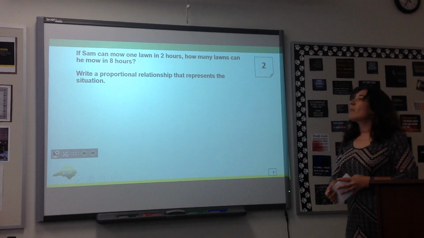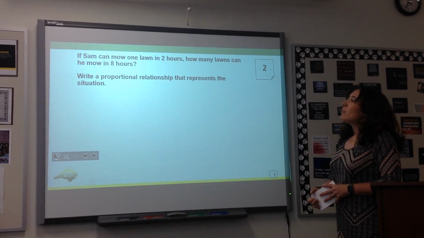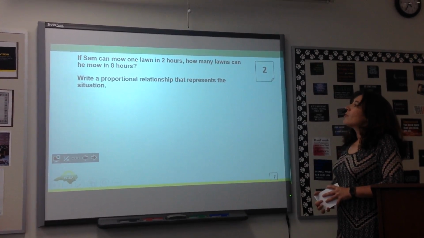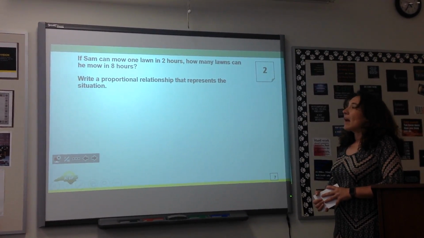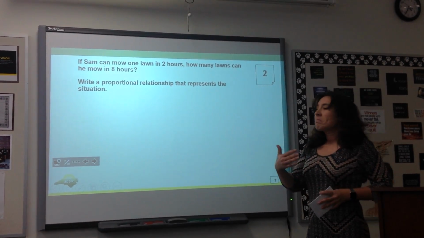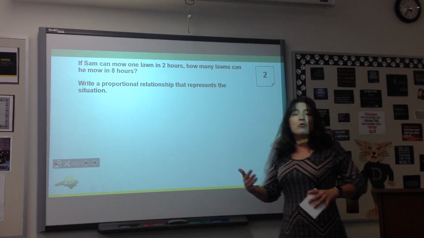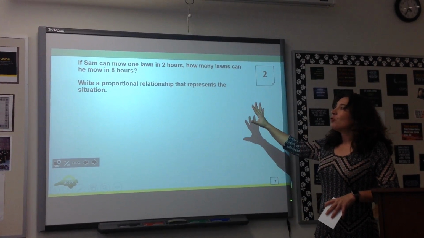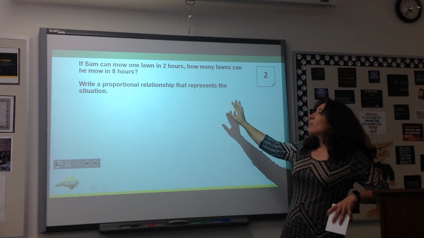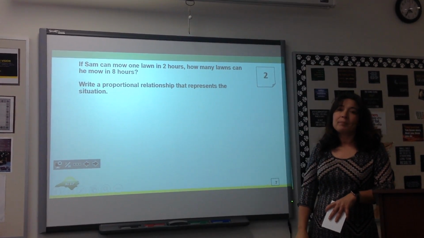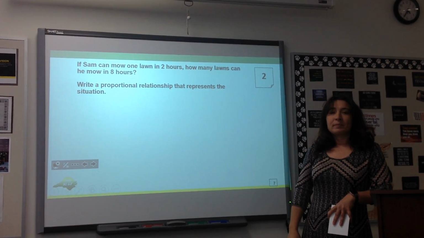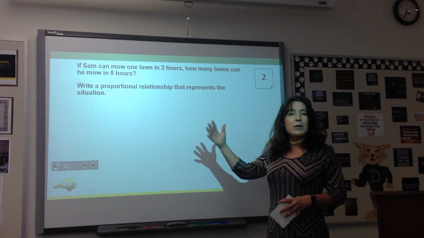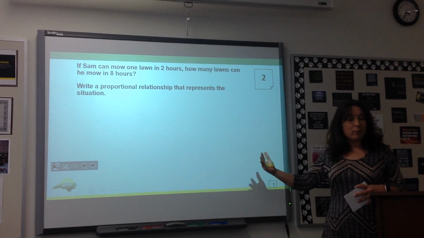So let's look at this problem. If Sam can mow 1 lawn in 2 hours, how many lawns can he mow in 8 hours? This is a pretty standard proportion problem that you would see in middle school. So take just a second, and I want you to write a proportional relationship that would represent this situation. And if you get one, can you maybe come up with another one? What are some different proportional relationships you can come up with?